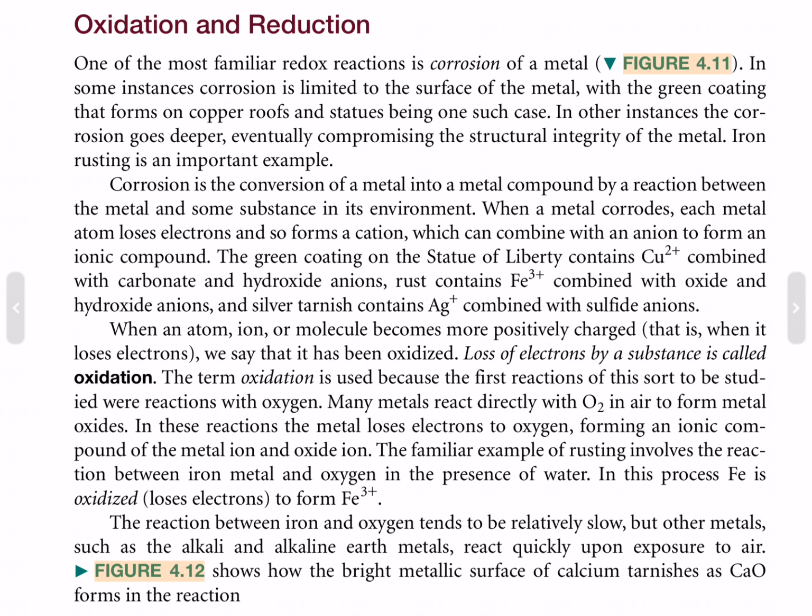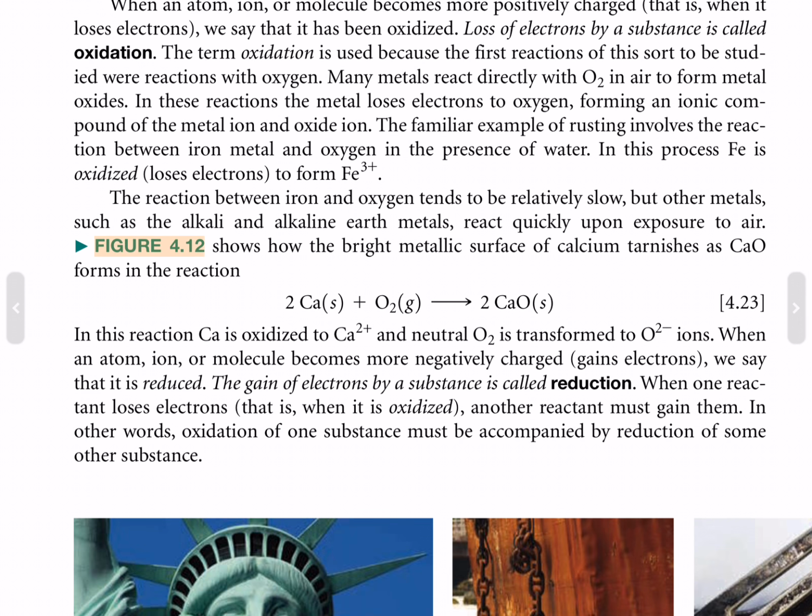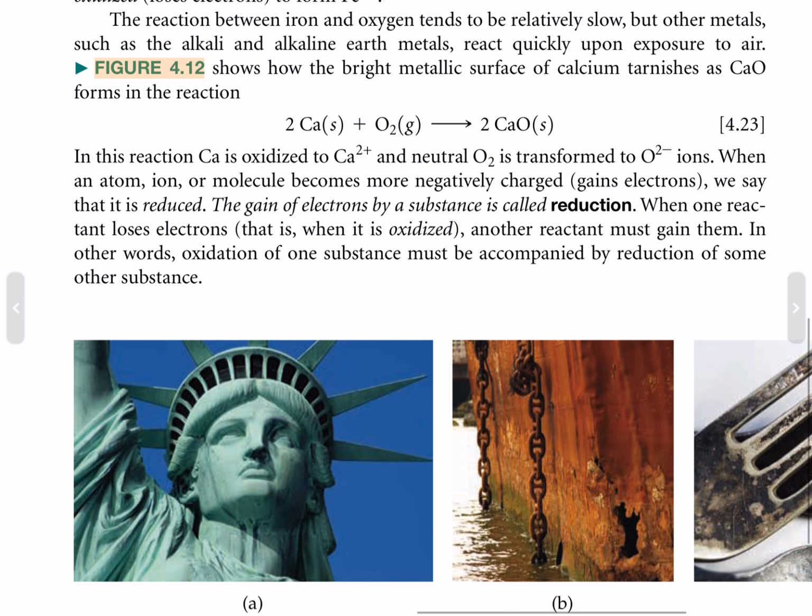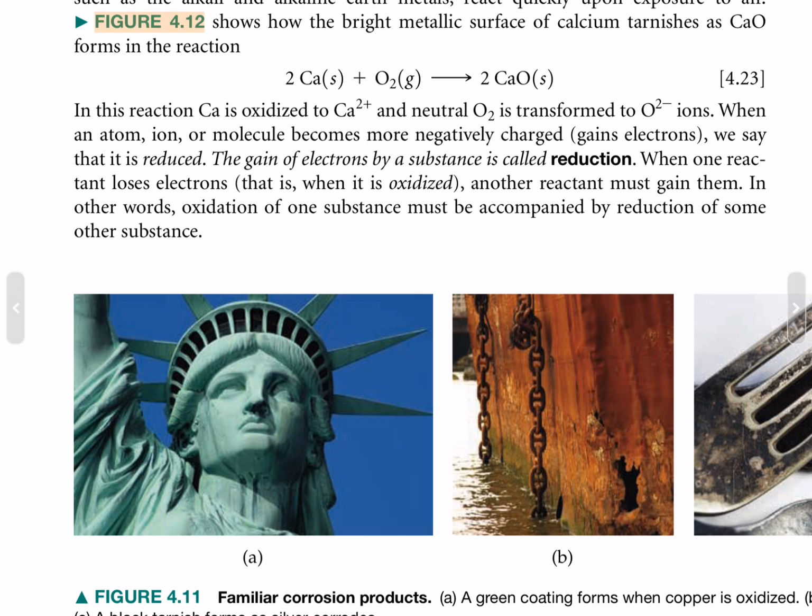Figure 4.12 shows how the bright metallic surface of calcium tarnishes as calcium oxide forms in the reaction. Ca plus O2 yields 2 calcium oxide. In this reaction, calcium is oxidized to calcium 2+, and neutral oxygen is transformed into oxide ions.